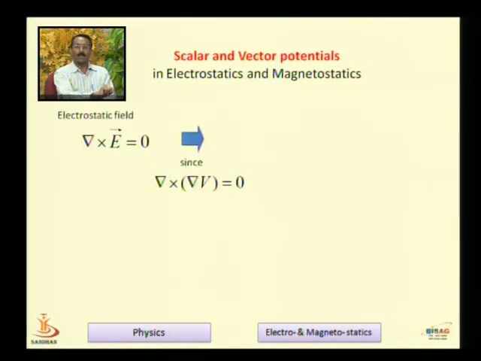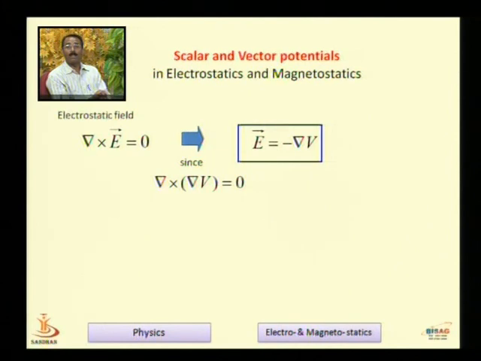So once the curl of the electric field is 0, you can represent the electric field by the gradient of V. Sorry, if your field is conservative, then you can write down your field as the gradient of some scalar function. Here that scalar function is the scalar potential, and you can represent the electric field as the negative gradient of V. One can do this provided our electric field is conservative.